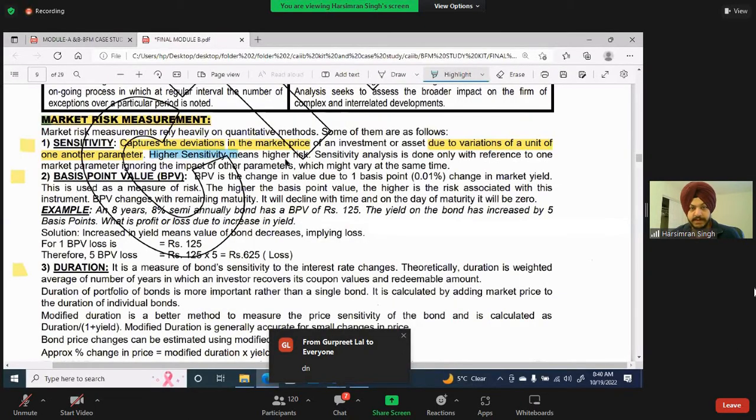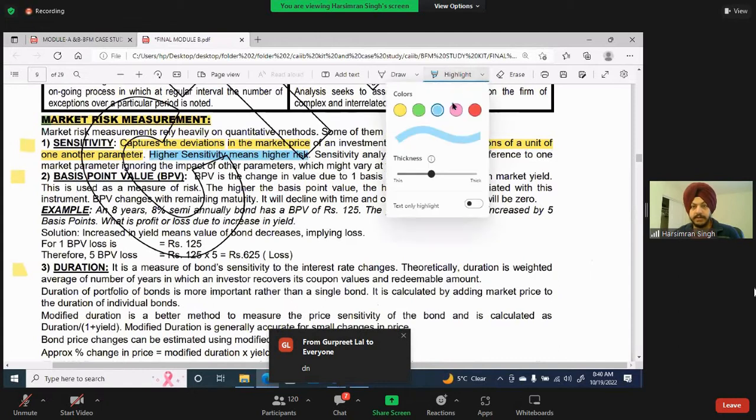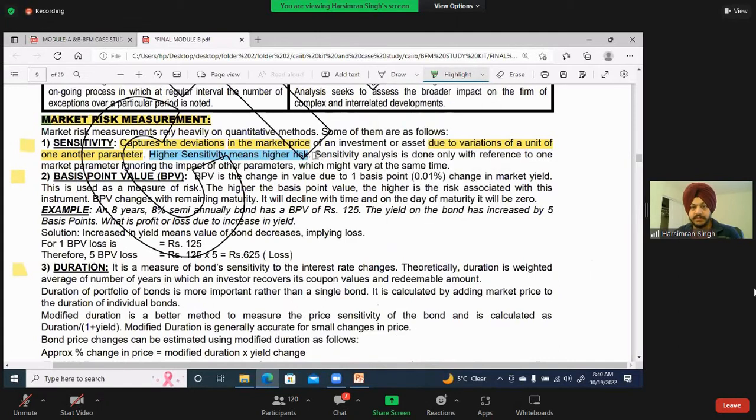Higher the sensitivity, higher the risk. Then underline this. Sensitivity analysis is done only with reference to one market parameter, ignoring the impact of other parameters which might vary at the same time. This is the same thing. Like in our example, I have only done the sensitivity analysis, that means a change in bond price with respect to the yield. I have ignored other parameters.